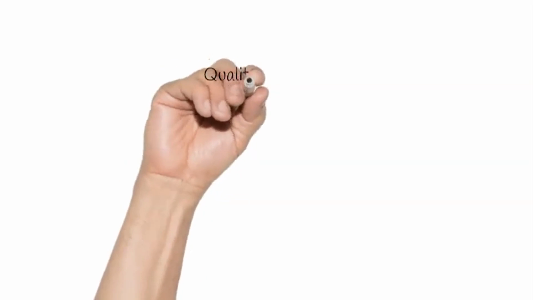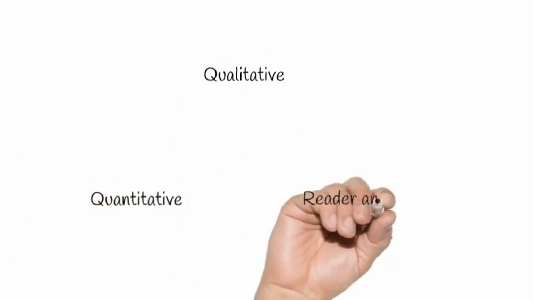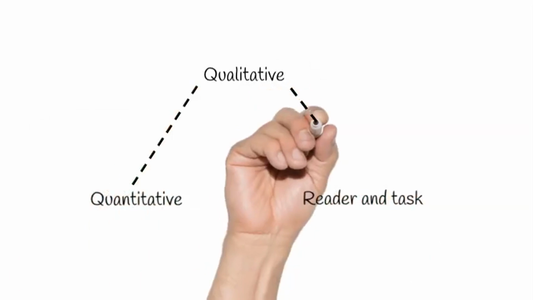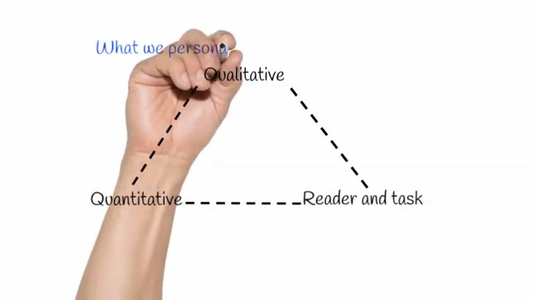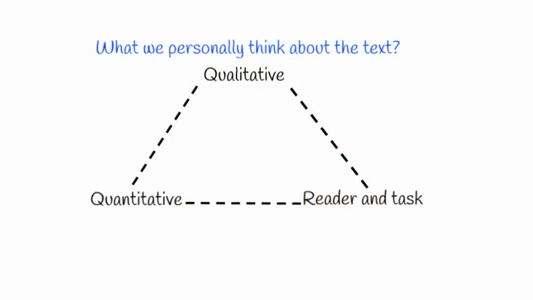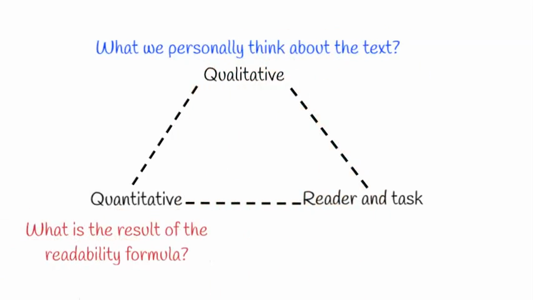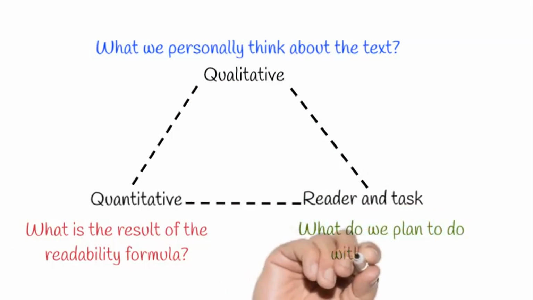The qualitative dimension is measured by an attentive human reader. In other words, the text is evaluated based on one's professional discretion, while the quantitative aspect refers to sentence length, number of words, or cohesion. Lastly, the reader and task dimension helps us determine whether a text is appropriate based on the purpose and nature of the reading activity.